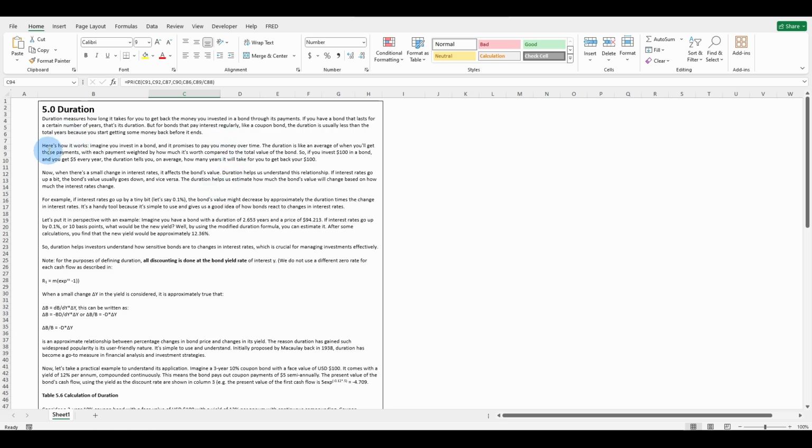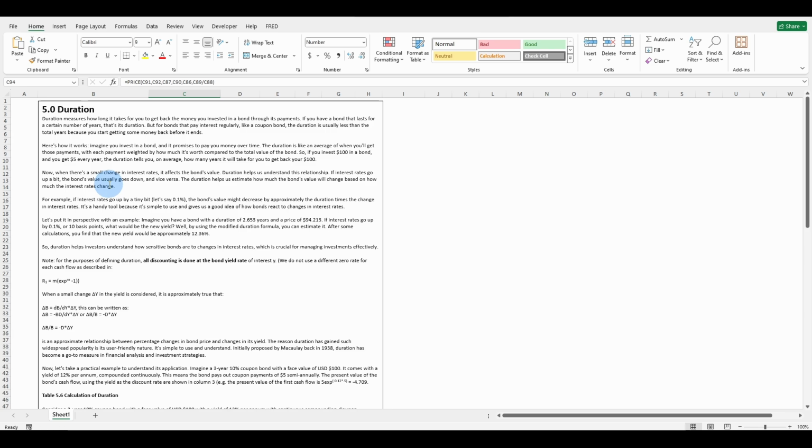Here's how it works. Imagine you invest in a bond and it promises to pay you money over time. The duration is like an average of when you get those payments, with every payment weighted by how much it's worth compared to the total value of the bond. So if you invest $100 in a bond and you get $5 every year, the duration tells you on average how many years it will take for you to get back your $100.